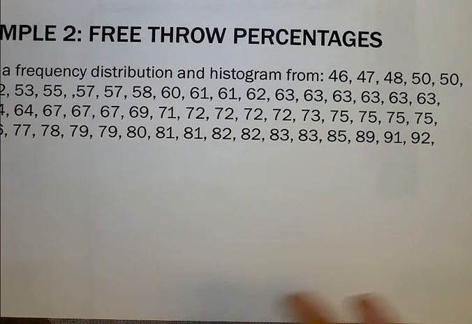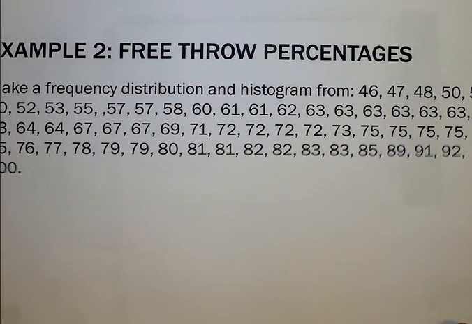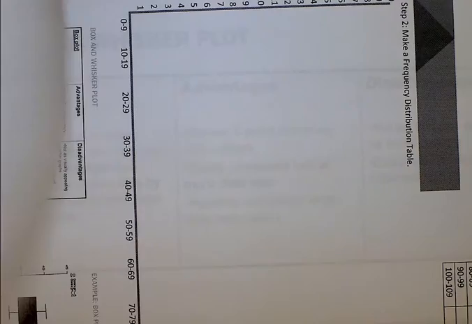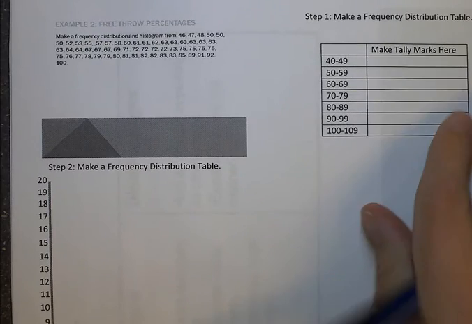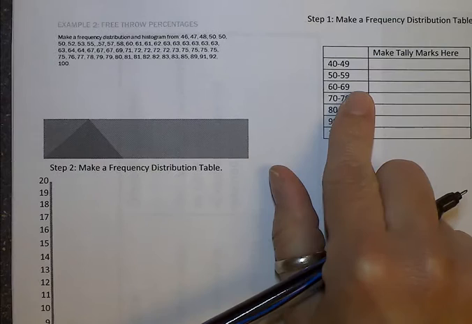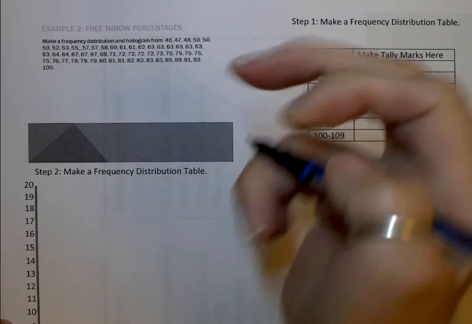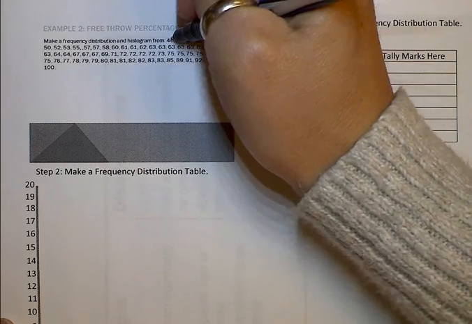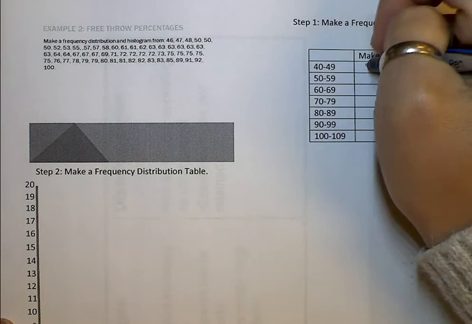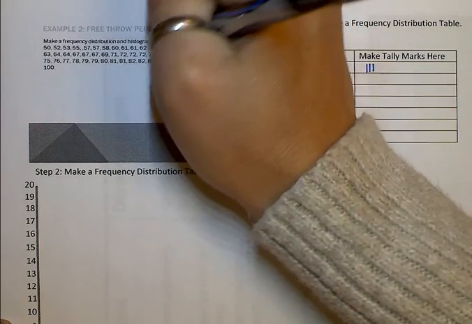So now we have to make our own. Okay, and for this, I'm going to use the handout that is directly in your packet. And I'm just going to count them up, and I'm going to make my tally marks here. Okay, so how many things happen between 40 and 49? 1, 2, 3. Mark them out. They are used.